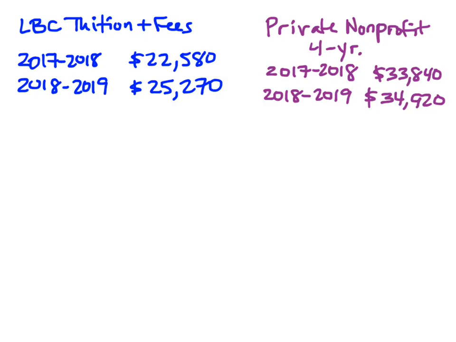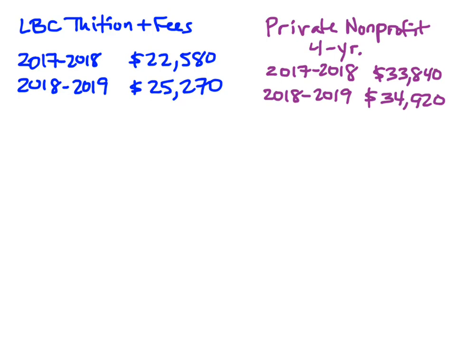Let's take a look at LBC's tuition and fees in the 2017 and 2018 school years. It was $22,580, and then it increased to $25,270. If we compare that to the national average for private nonprofit four-year colleges, and both of these are undergraduate degrees, you can see that the tuition on average was a little bit higher, $33,840, and then $34,920. I pulled that information from the College Board, and LBC's information was from LBC's website.